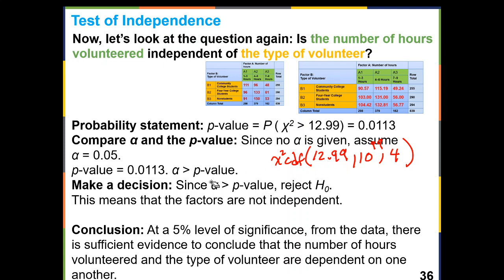Okay. So at 5%, since the p-value 0.0113 is less than 5%, we say that there is enough evidence to reject the null hypothesis. And the null hypothesis here is that the two variables are independent. The alternative hypothesis is that the variables are not independent, or they're dependent. So in this case, we say at 5% level of significance, there is sufficient evidence to conclude that the number of hours volunteered and the type of volunteer are dependent on one another.